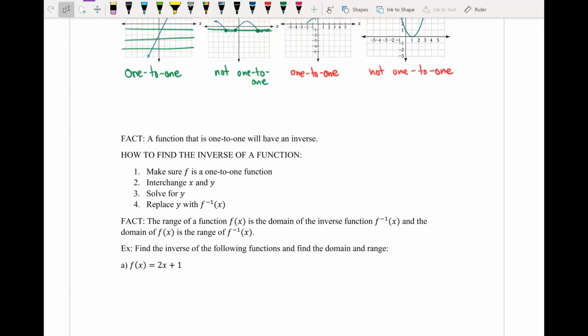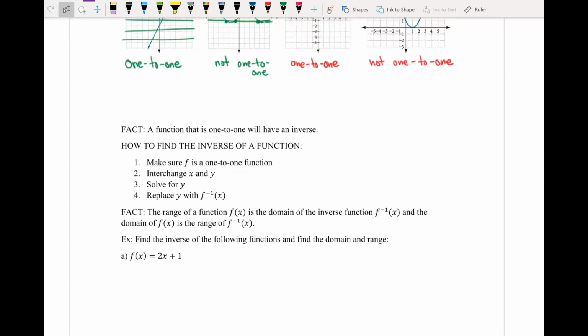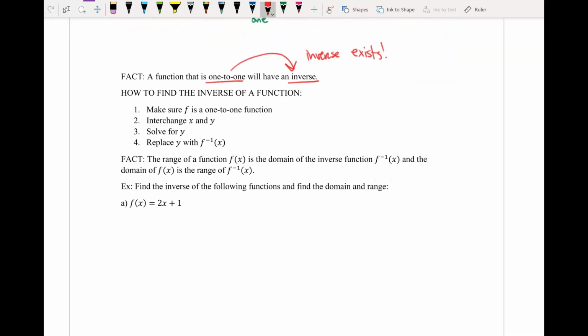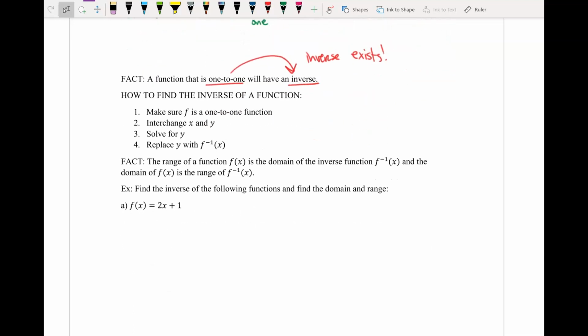All right, so if a function is one-to-one, it will have an inverse. So an inverse will exist. Now the question is, how do you find this inverse? All we got to do is follow these steps. The first thing is you have to make sure that f is one-to-one. Then we're going to change our x's and our y's, solve for y, and then replace y with f inverse.